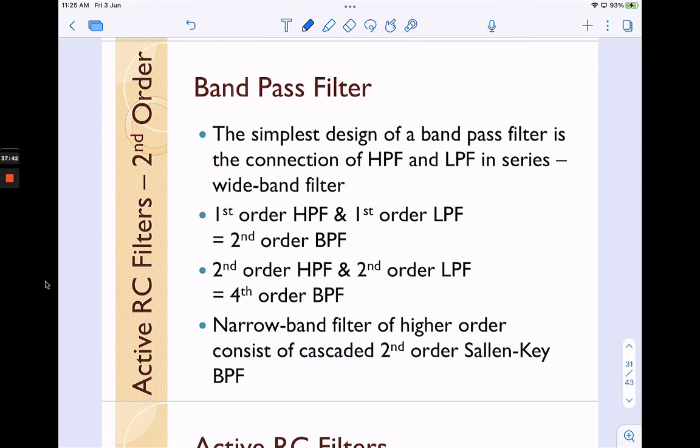A narrow band filter of higher order consists of cascaded 2nd order Sallen-Key band pass filters. So if we cascade a high pass filter and a low pass filter, we get the wide band filter. Wide band filter means that the bandwidth of the band pass is greater, is higher.